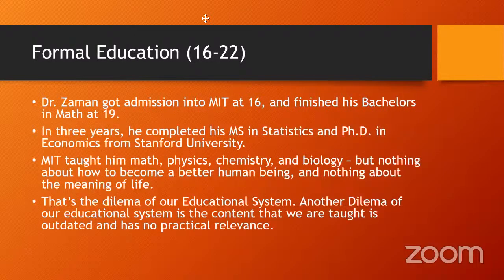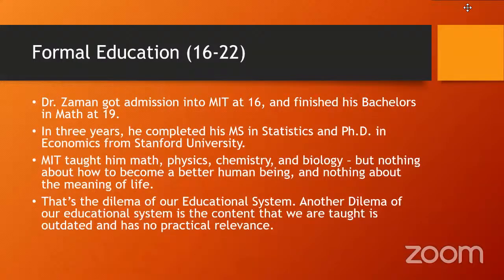Later on, he discussed his formal education. He completed his formal education by the age of 22. He did his BS in mathematics from MIT, and his PhD and MS are from Stanford. So basically, MIT taught him about physics, chemistry, biology, but nothing about how to become a better human being, and nothing about the meaning of life. So that's the dilemma of our education system, that it doesn't teach us how we can become a good human being.